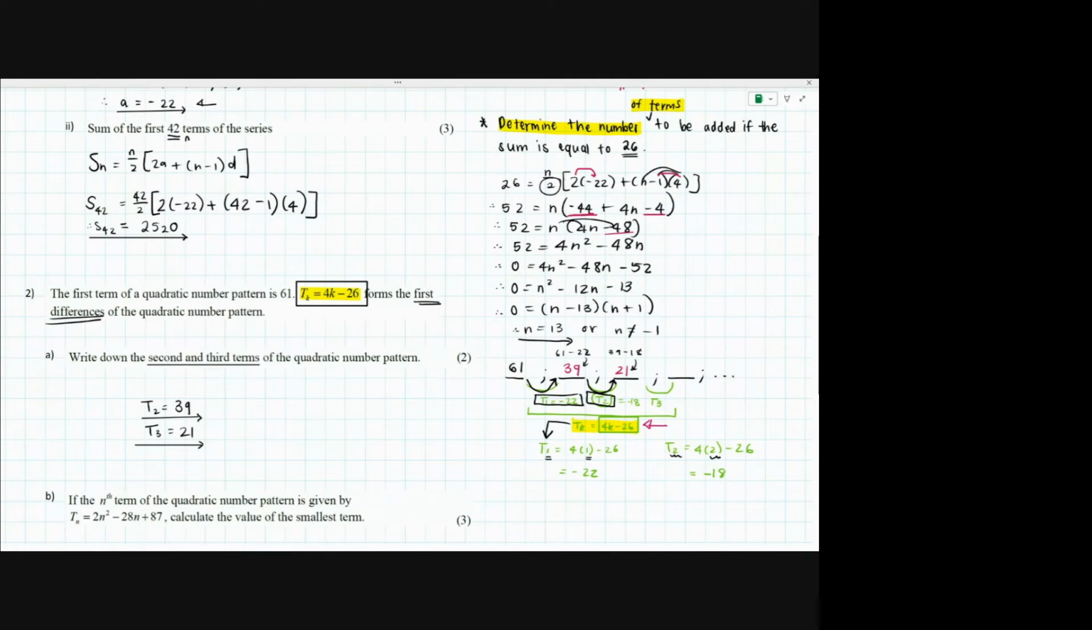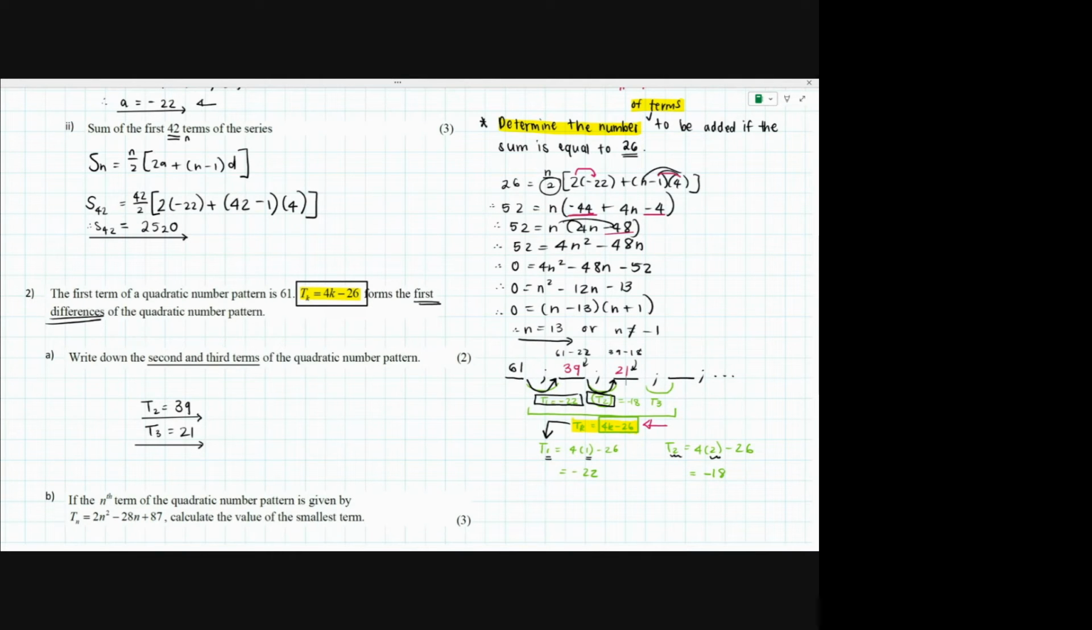Okay. So guys, it's really important that we remember our first differences form a linear pattern, and we can use that to work out our quadratic if that's what's asked of us. Okay, so the 39 and the 21 I got by substituting into my linear equation to work out what I was adding or subtracting from one term to the next. Right, any other questions? Oh, sorry, Lorato?